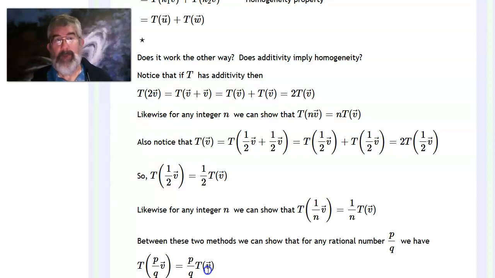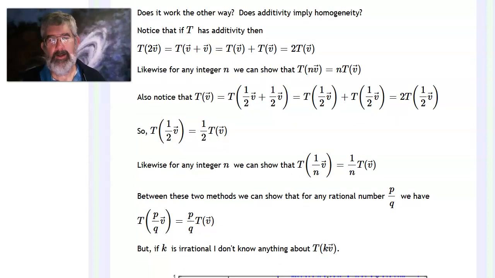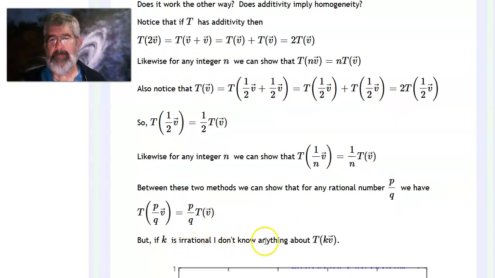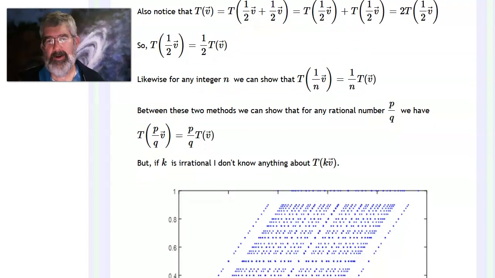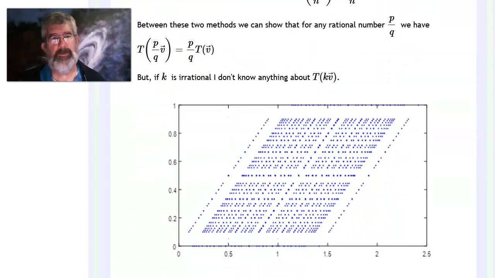And they fill up a lot of the line, not really most, but it misses all the irrational numbers. And so is it true then for irrational numbers as well? But if k is irrational, it turns out I don't know anything about T of v. And here's a picture, at least the starting of a picture of a graph of a function.